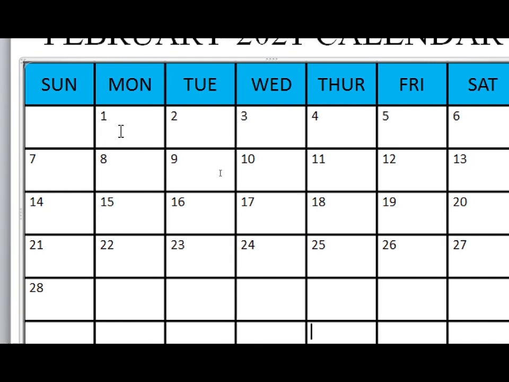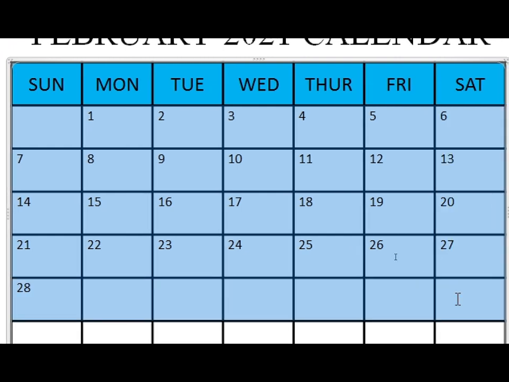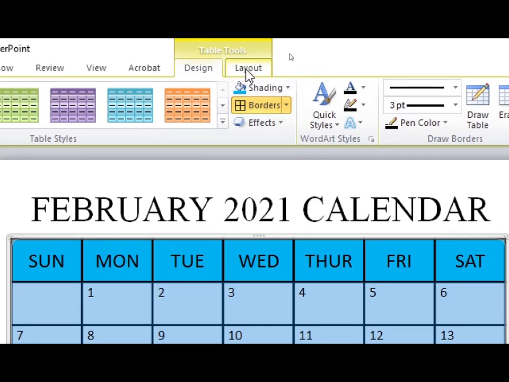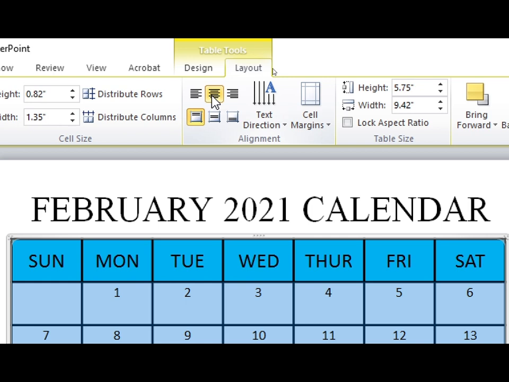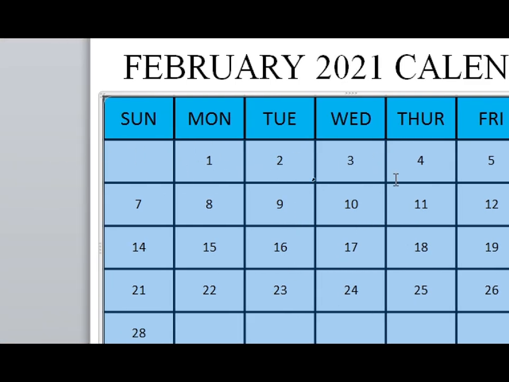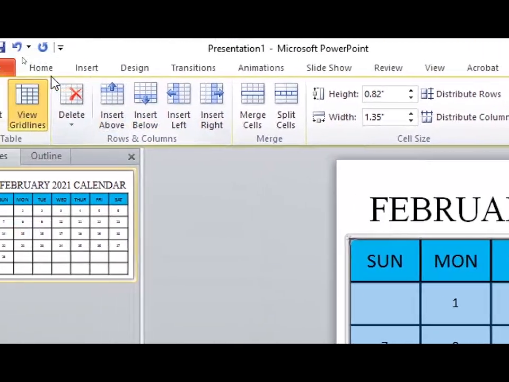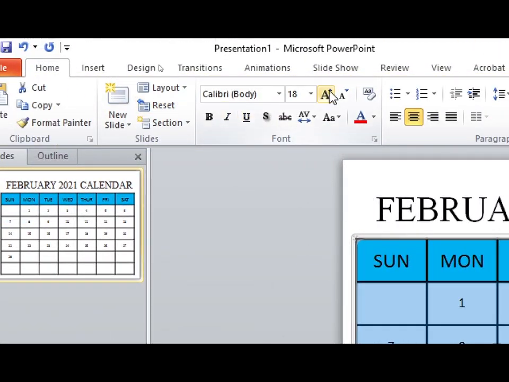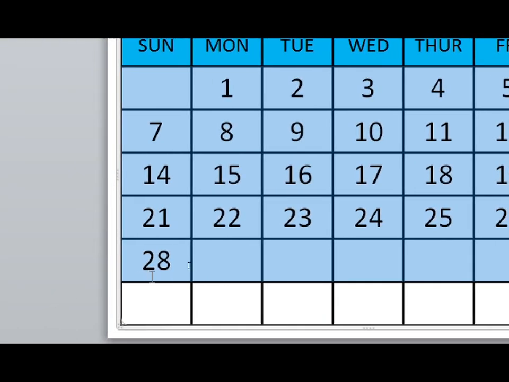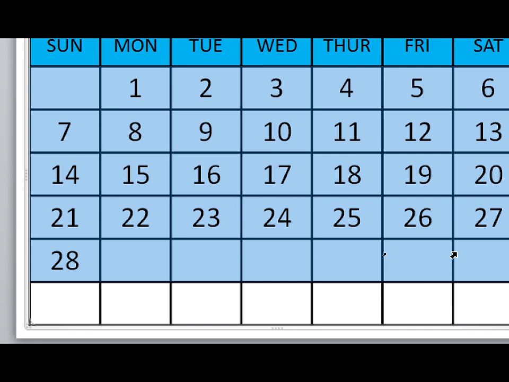Now I also select this entire area inside the calendar. When I select the entire area inside the calendar, I come all the way to Layout again. I click on center align, then I click on center vertical. Now of course I get the text at the center of the table. So what I need to do here, I come all the way to the Home tab. I increase the fonts to the size I want. Okay, now we have the font at the size we want.